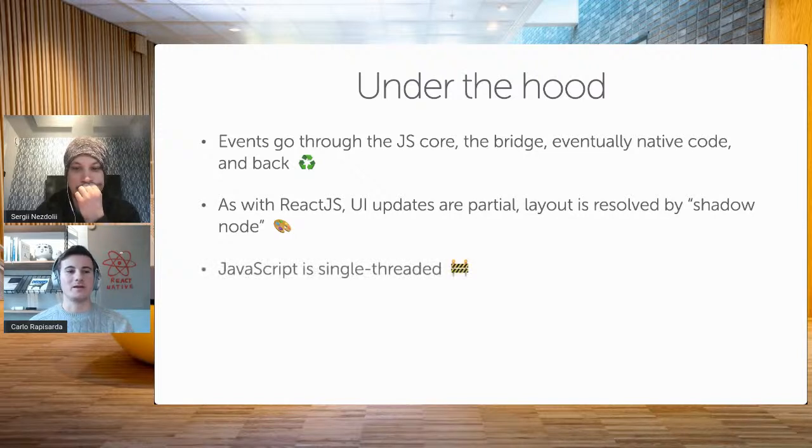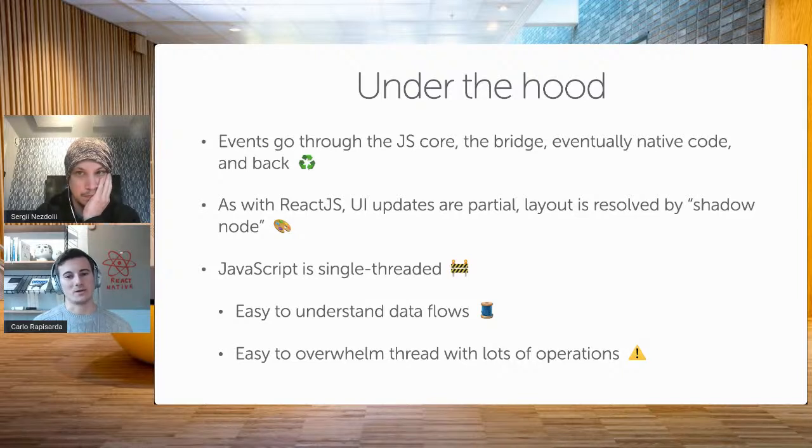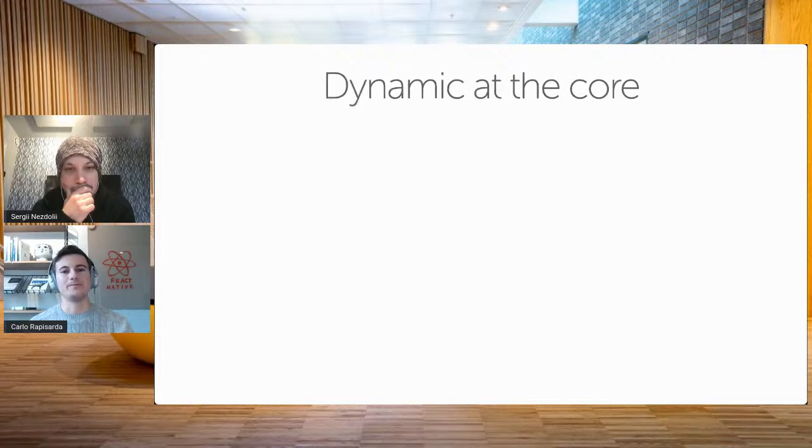And as you probably already know, JavaScript is single-threaded. And this has deep consequences that aren't really there if you do native development instead. This means that the React Native code is easy to understand. It is easy to understand data flows, but it's also easy to overwhelm this one thread you have with lots of data or operations. This is actually a simplification because React Native then uses different processes to handle the JavaScript core, native code calls, and so on. But you as a developer have only access to a single thread normally.